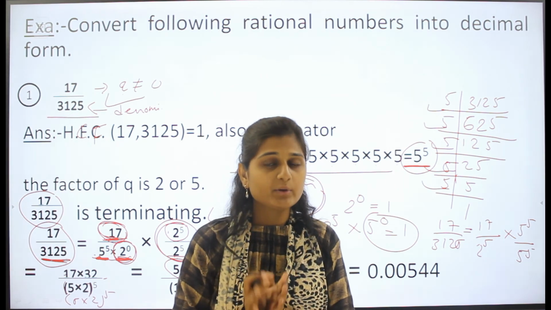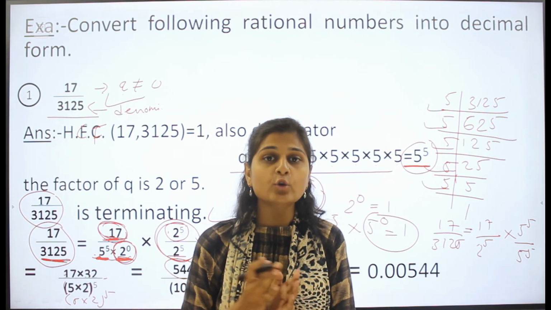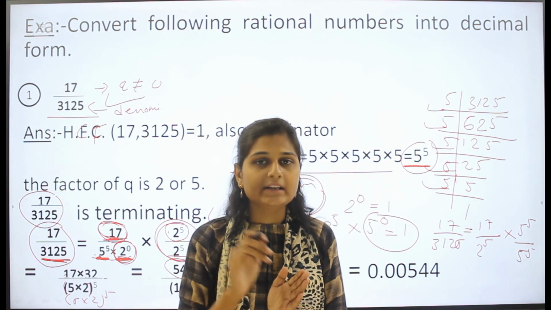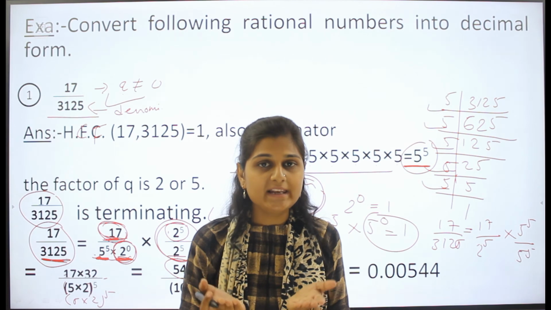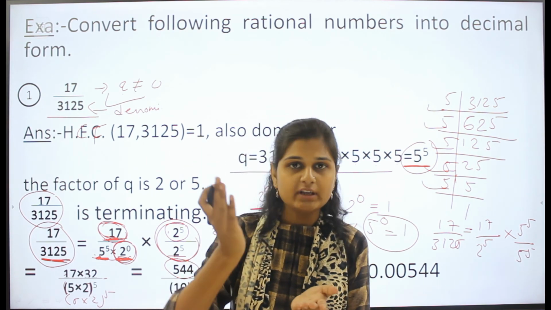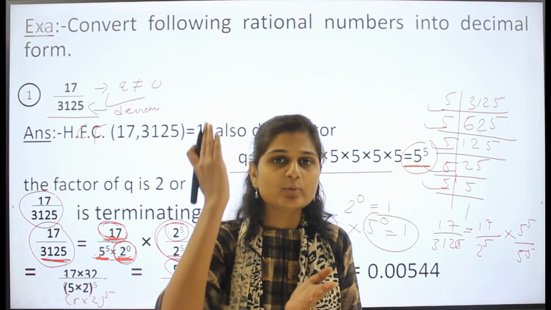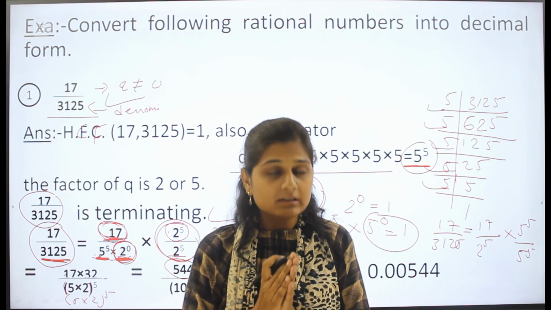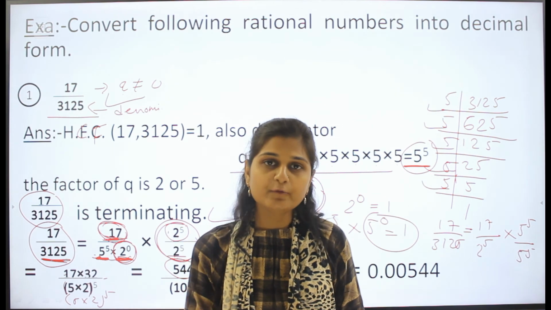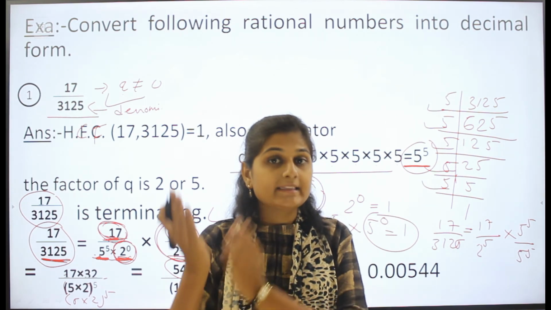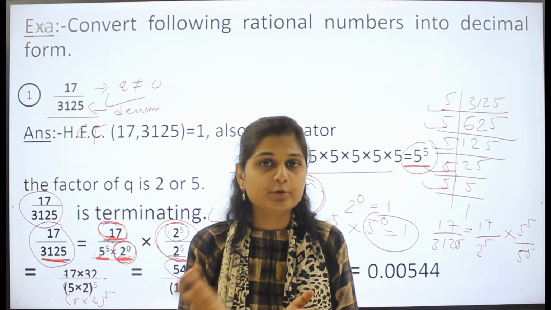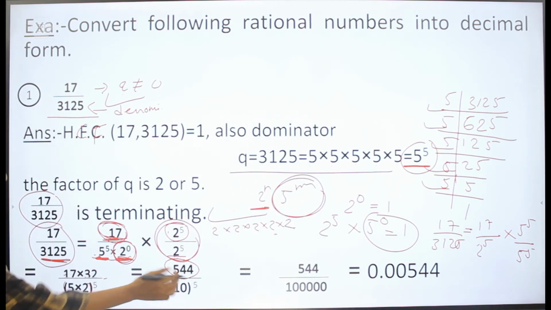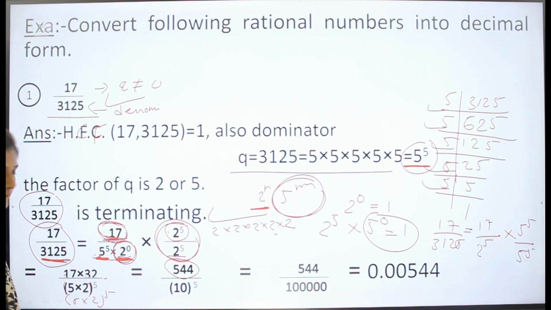10 should be there because we want to convert it into decimal expansion. So you have to balance the power. If 2 raised to 3 is there, then you have to multiply by 5 raised to 3 and divide by 5 raised to 3. So you have to balance the power of 2 and 5. Then 2 and 5 make 10. So here we are getting 10 raised to 5. Now you can convert it into decimal.